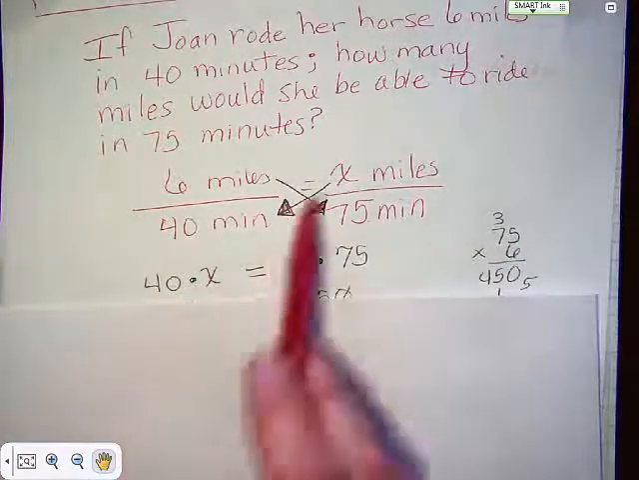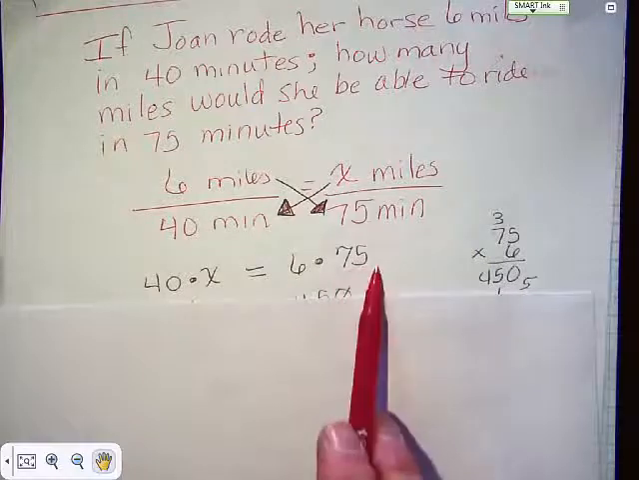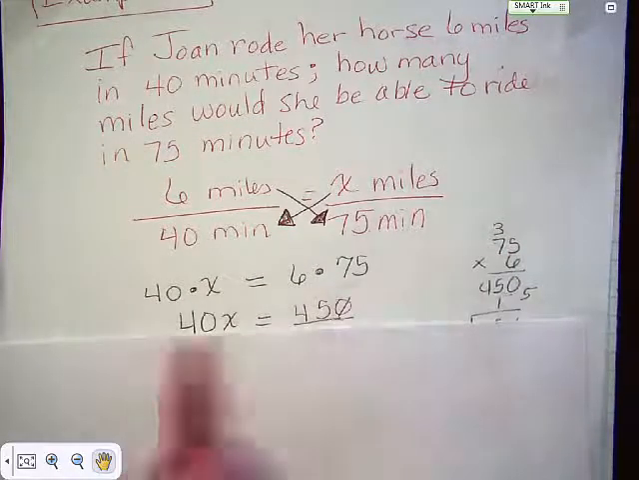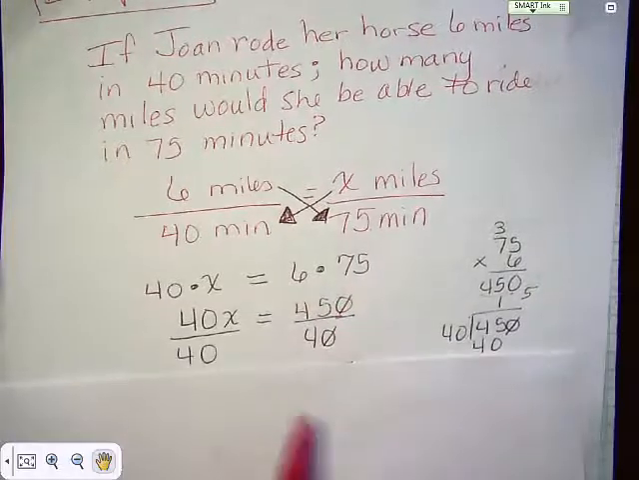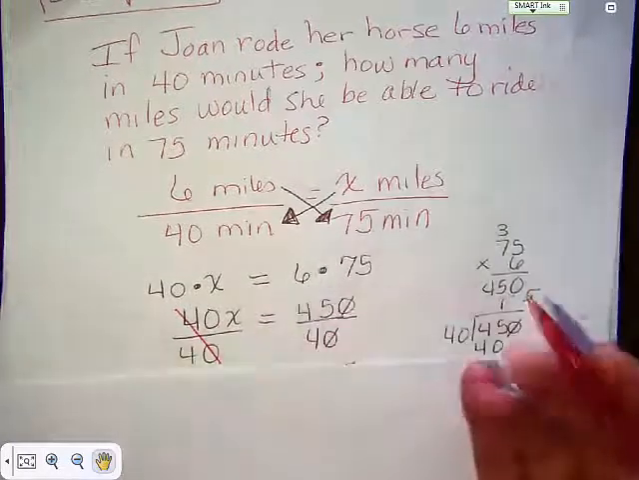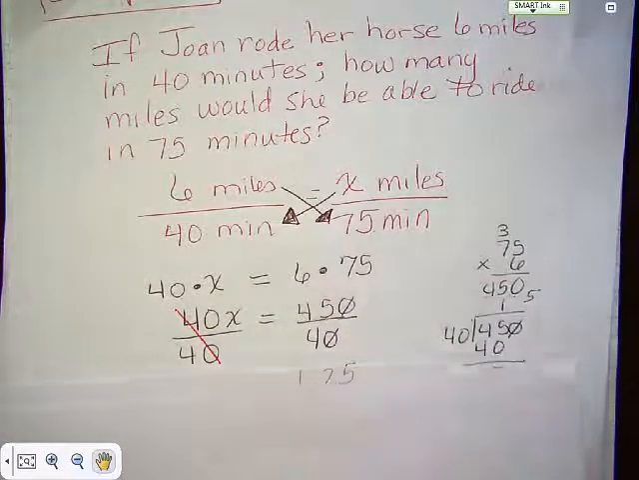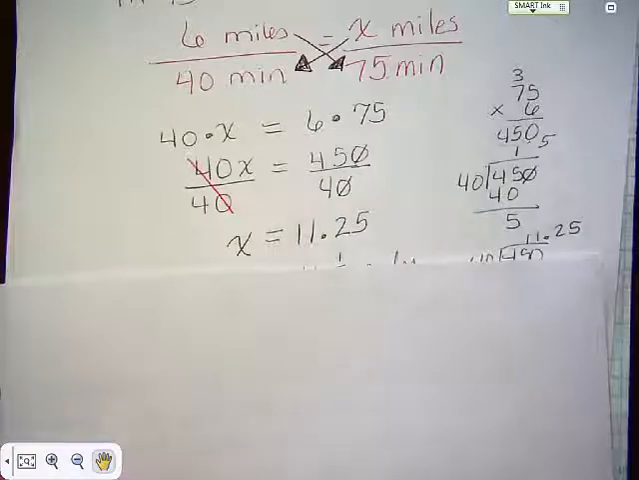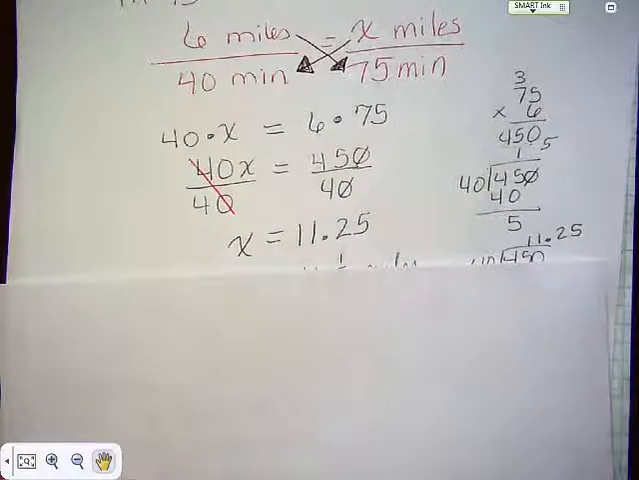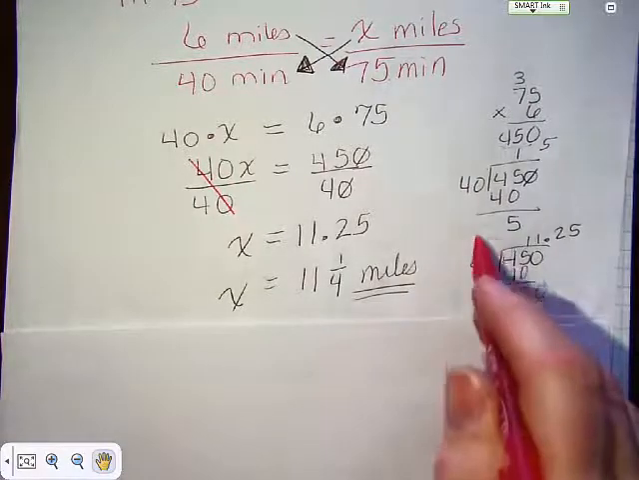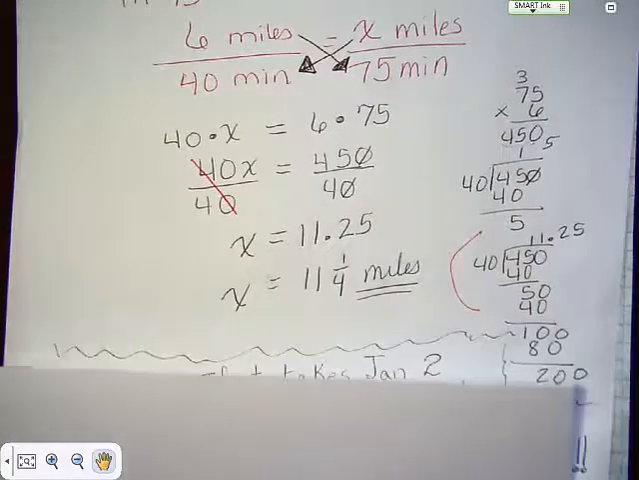40 times X, cross multiply, equals 6 times 75. I did my work here on the side. 6 times 75 is 450. Divide both sides by 40. This ends up to be 45 over 4. How many miles would she be able to ride in 75 minutes? 11.25 or 11 1/4. And here's my work over here for my division.